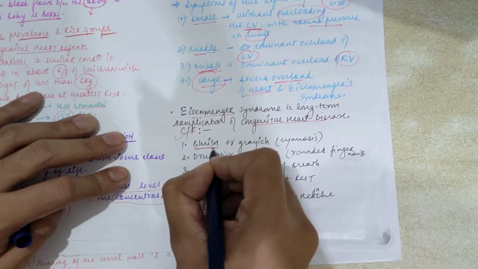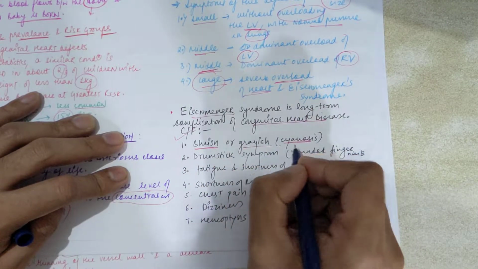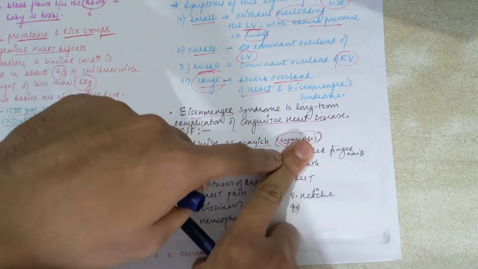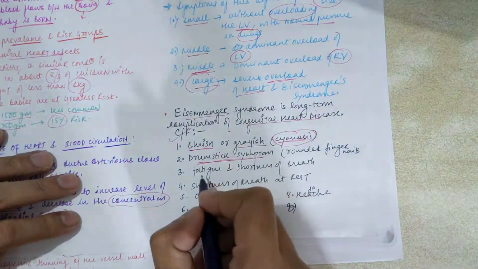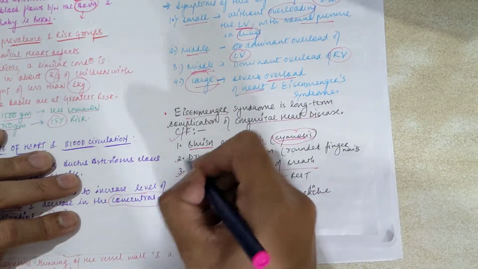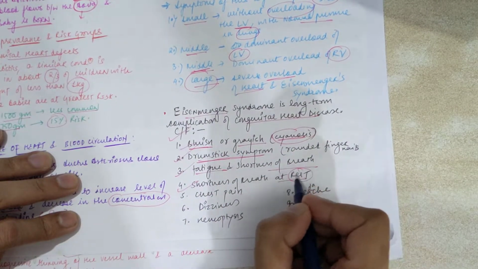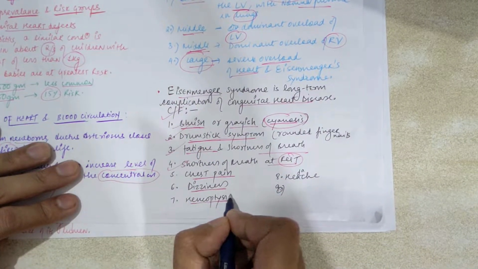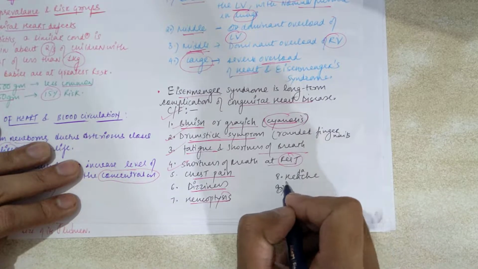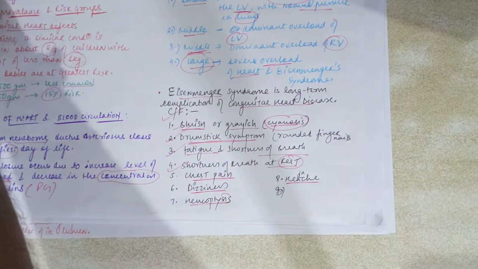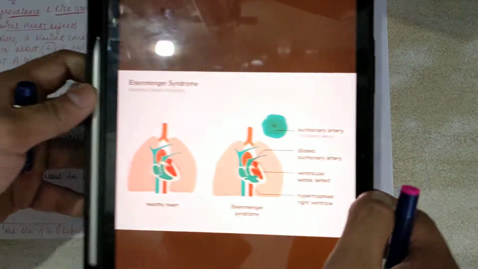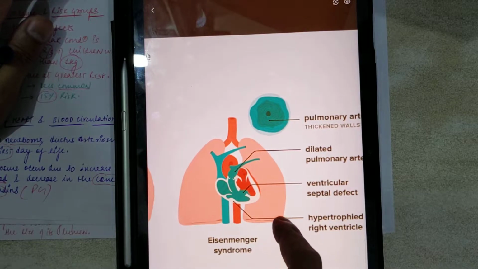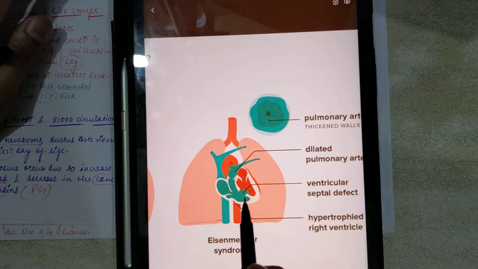The patient comes with bluish and grayish skin, which is called cyanosis. Clubbing, or drumstick symptoms, means the fingers become rounded, as you can see here. There is fatigue and shortness of breath, which can occur at rest, chest pain, dizziness, hemoptysis, bleeding, and headache. These are the symptoms of Eisenmenger syndrome. We can see one image here: a healthy heart, but in Eisenmenger syndrome there is a ventricular septal defect between the ventricles.